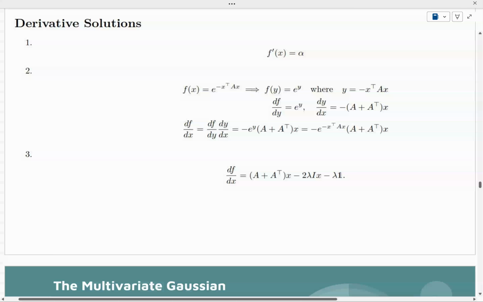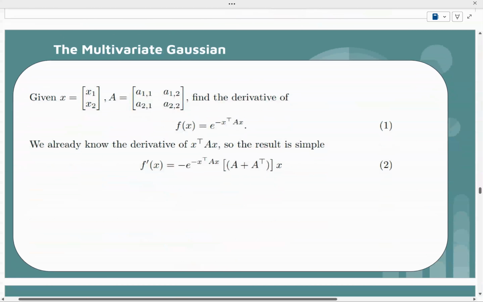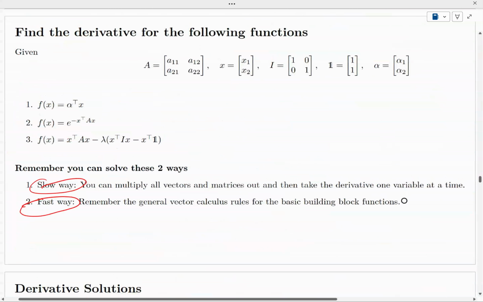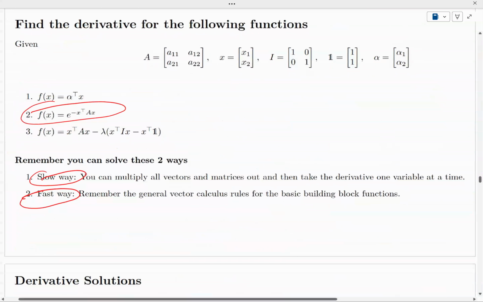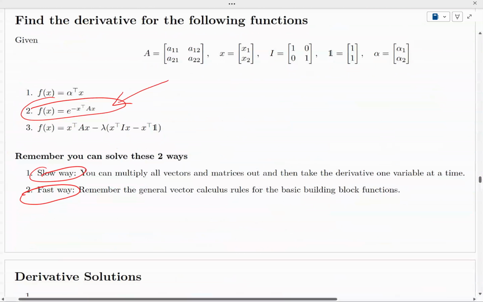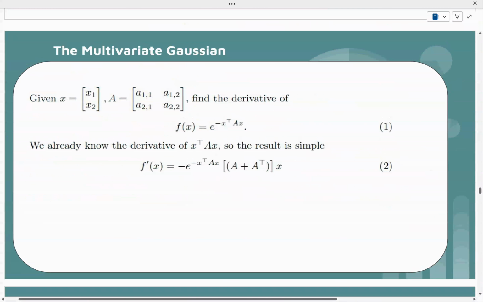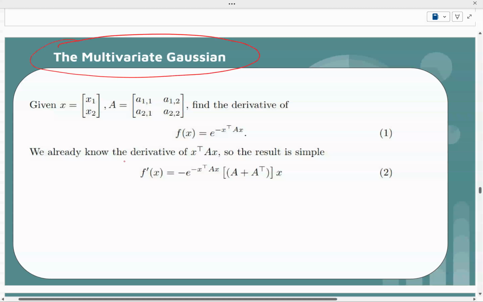Okay, I wrote the solution for that out. So we actually solved this right here. This problem here has a specific name. It's called a multivariate Gaussian, and as you can see from the solution, this right here is the solution. It's not that hard actually, because if you know the derivative of this, remember it's A plus A transpose X.